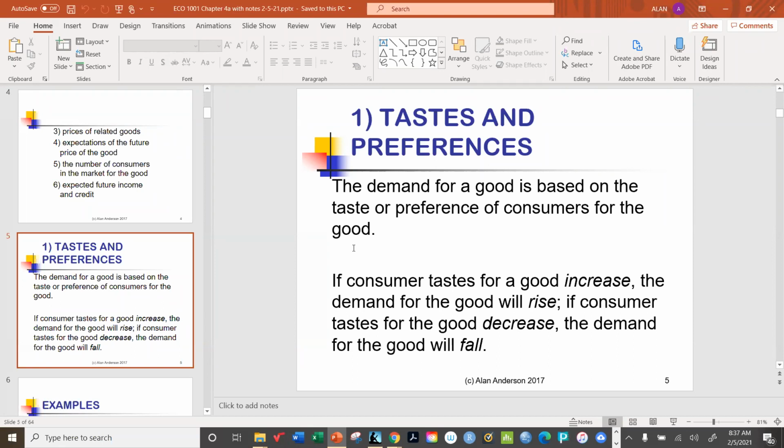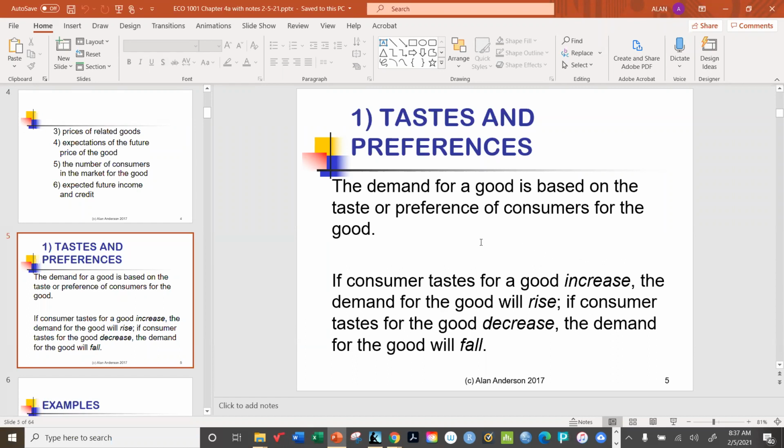And so certain types of products are now more popular than ever, whereas other products are not as popular as they were in the past. And so what that does is it influences the amount that people are able and willing to buy. So we'll just make a very general statement here. If tastes for a good increase, the demand for that good will rise. And of course, that means people will buy more of that good. If consumer tastes decrease, then of course the demand for the good will fall. All right, that's pretty straightforward, I think.